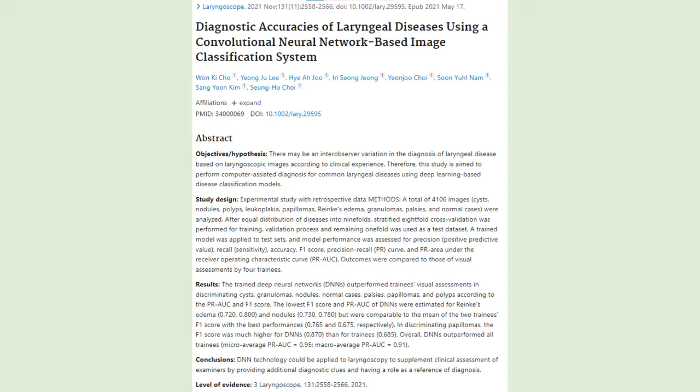This paper by Cho and co-authors from 2021 tests whether a deep neural network can be used to classify various laryngeal diseases better than trainees. A total of 4,106 single images were analyzed. They compared the results between different neural networks and concluded that EfficientNet-B0 had a higher validation accuracy. The neural network outperformed the visual assessment of the trainees in discriminating cysts, granulomas, nodules, normal cases, palsies, papillomas, and polyps.